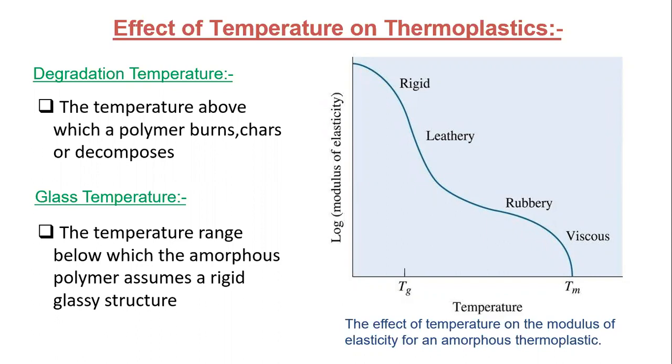So coming from the degradation temperature, it starts from the viscous liquid, then goes to the rubbery and leathery, and the last one is the rigid component. So it starts decreasing its nature and comes to the degradation temperature. This is the effect of temperature on the modulus of elasticity for an amorphous thermoplastic. So for an amorphous thermoplastic, the effect of temperature is on the modulus of elasticity only.